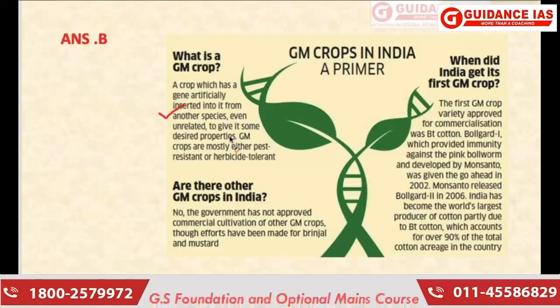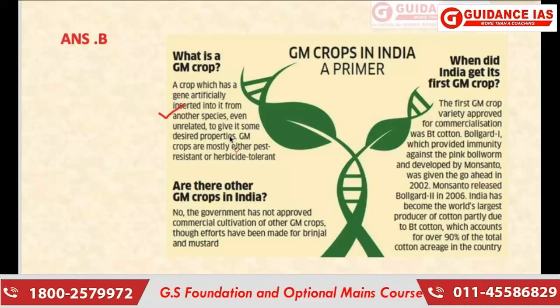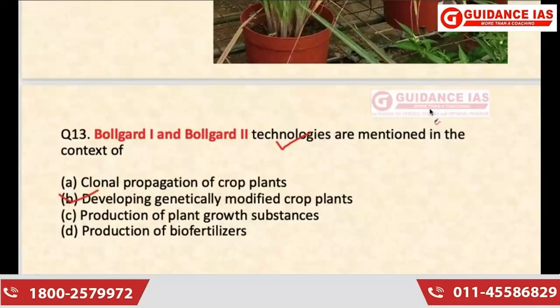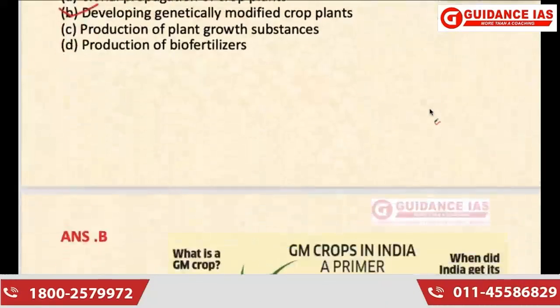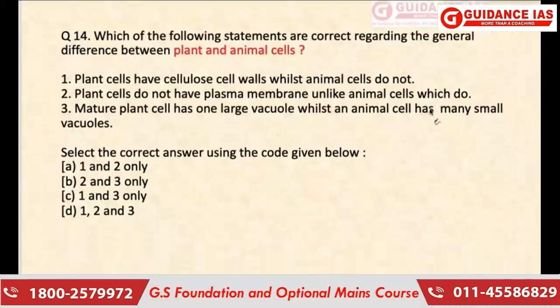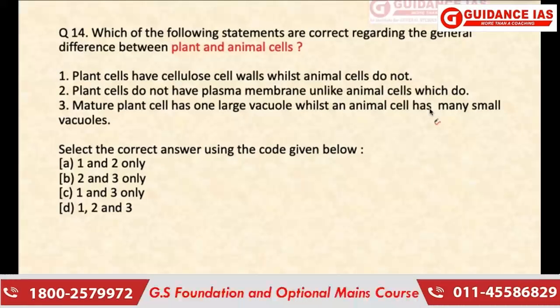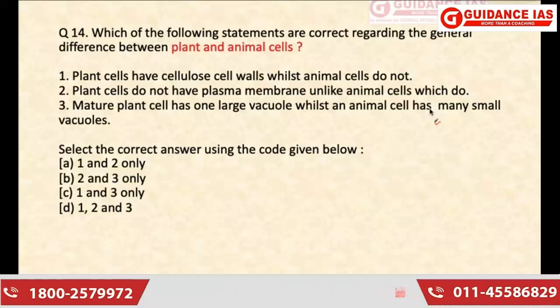If we talk about the status, or when did India get its first GM crop? So it was first of all, BT cotton, Bollgard 1 जिसको हमने बोला है, which provides immunity against a lot of infestations including the pink bollworms, and initially it was developed by Monsanto. So I hope it is clear that it is related with the genetically modified technique or genetically modified plants. Right, moving ahead with the next question, question number 14. Which of the following statements are correct regarding the general difference between a plant cell and an animal cell? Again, a very basic question direct from our NCERTs.